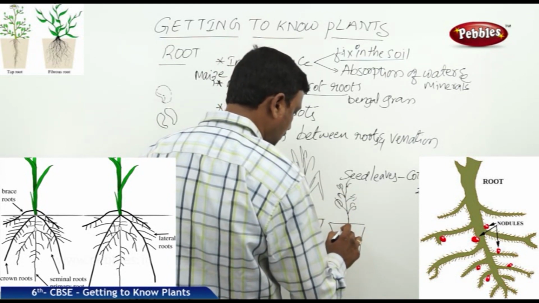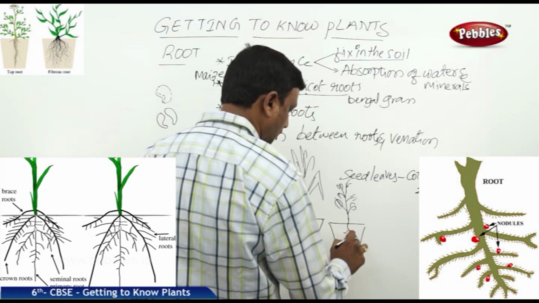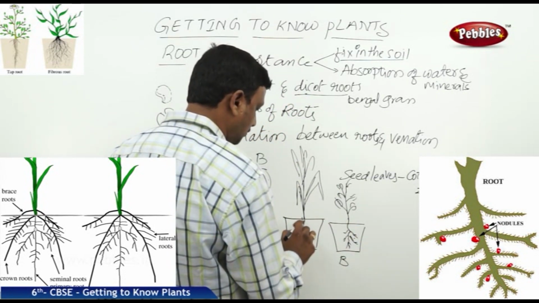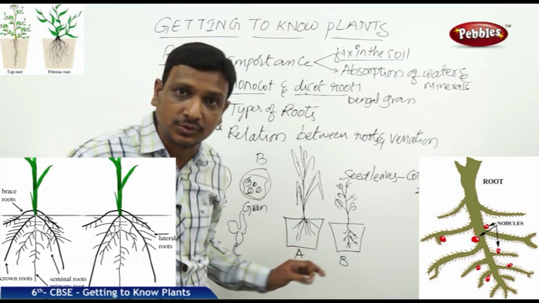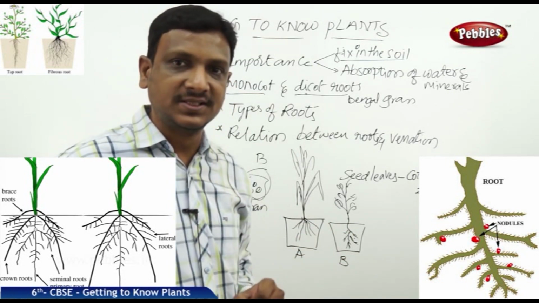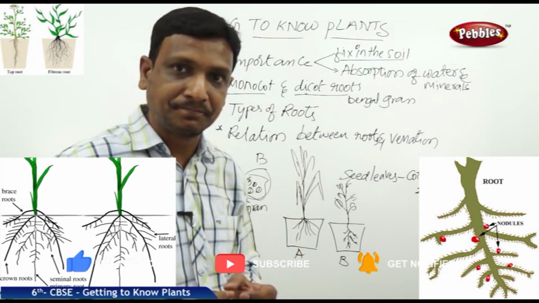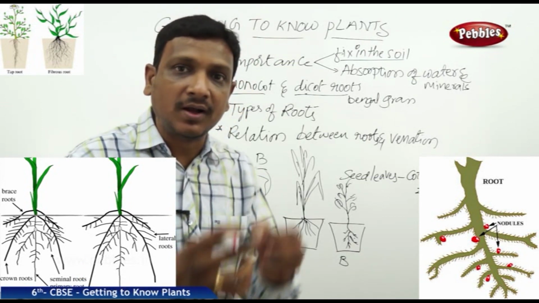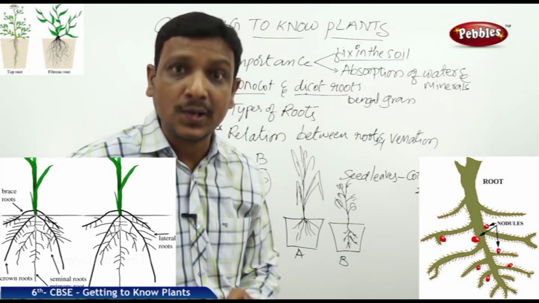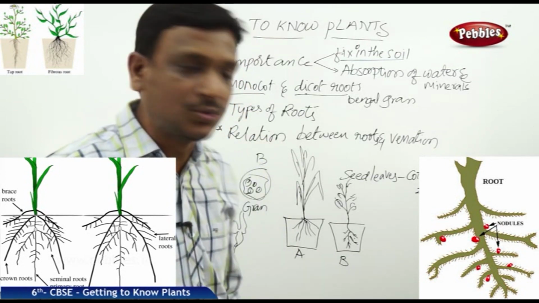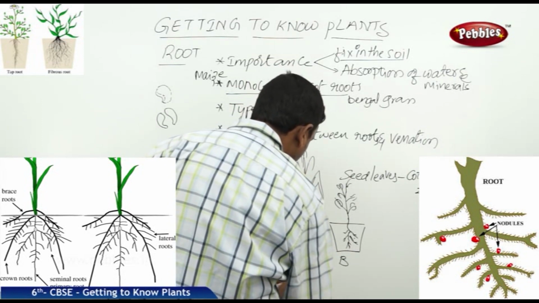So here you see the roots, and here you see the roots. Do you find any difference, or do you find both are same? Yes, we find the difference. In case of A, the maize plant, the roots are arising from the end of the stem. So how are the roots? The roots are fibrous, like thin fibers, so many roots arising from a single point. Such a root system is called a fibrous root system.